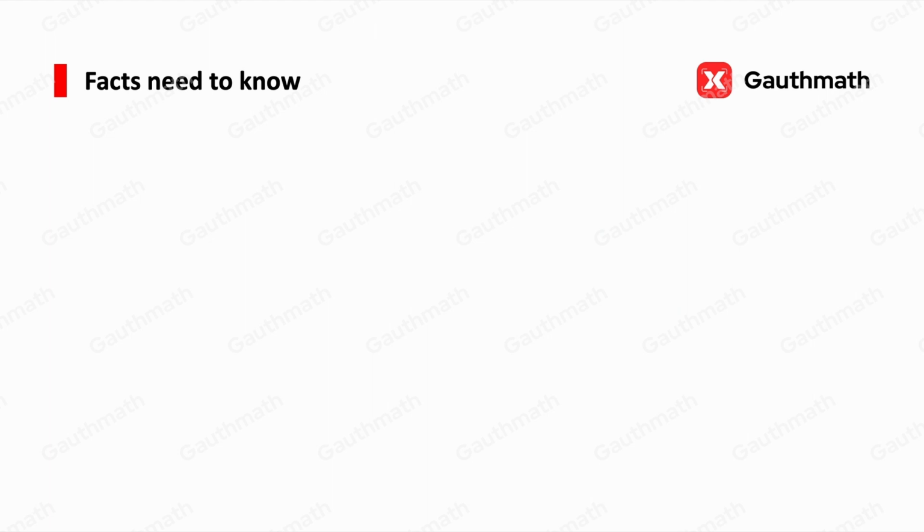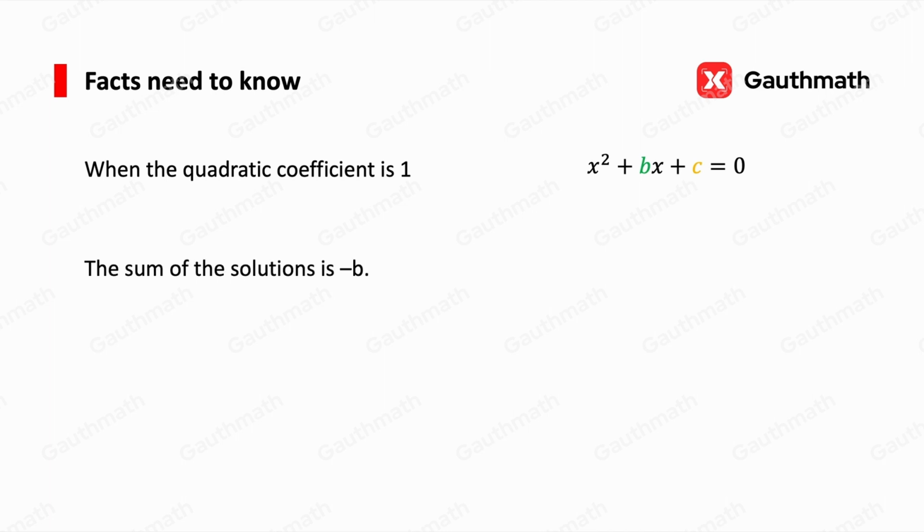In order to solve the questions more quickly, there are some facts that we need to know. When the quadratic coefficient is 1, like the equation x squared plus bx plus c equals 0, the sum of the solutions is negative b, so x1 plus x2 equals negative b. And the product of the solutions is c, so x1 times x2 equals c.